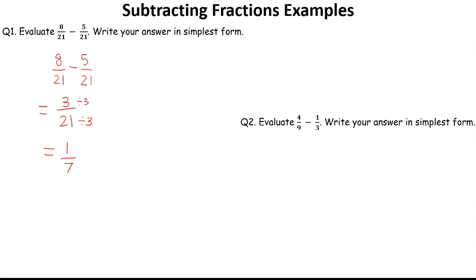Question 2. I've got 4/9 minus 1/3. Again, I'm going to write this into my workbook and set it out the way I'd expect you to set it out. So you're going to have 4/9, take away 1/3.